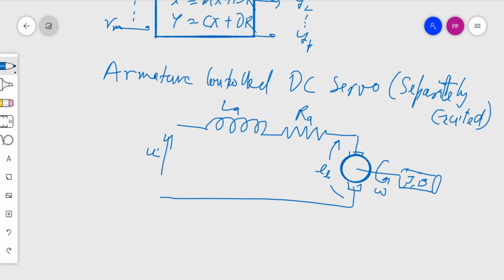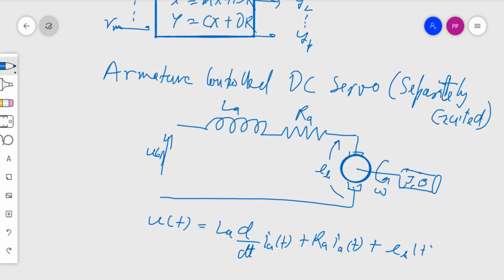So here you have the ut. I'm starting with the supply voltage. ut equals armature inductance L d by dt of armature current as a function of time plus armature resistance into Ia. So I am using Kirchhoff's voltage law. So this is back EMF. So with this this circuit is completed.